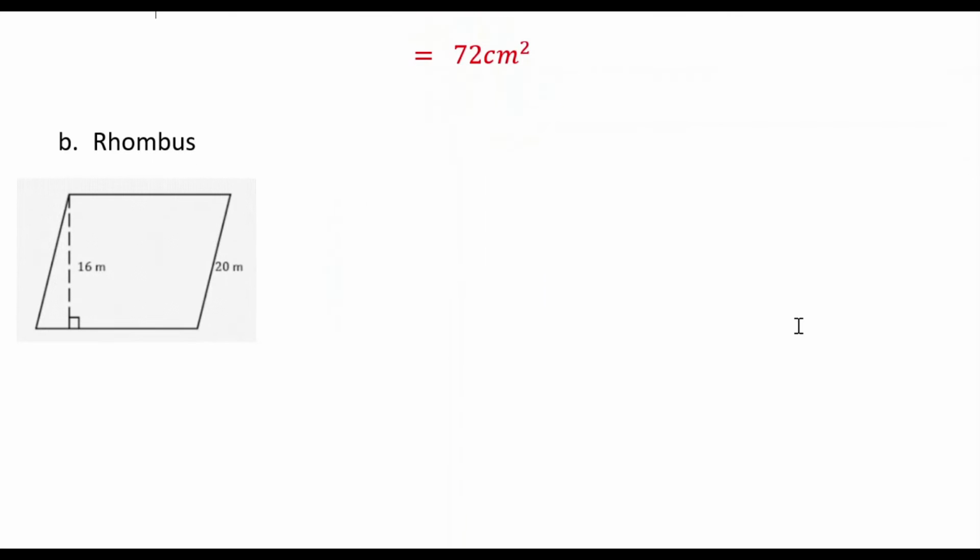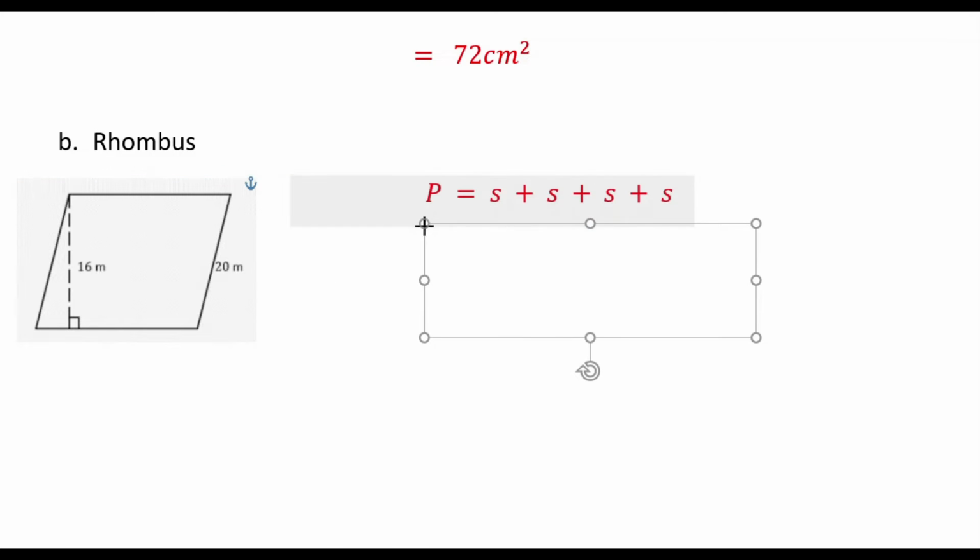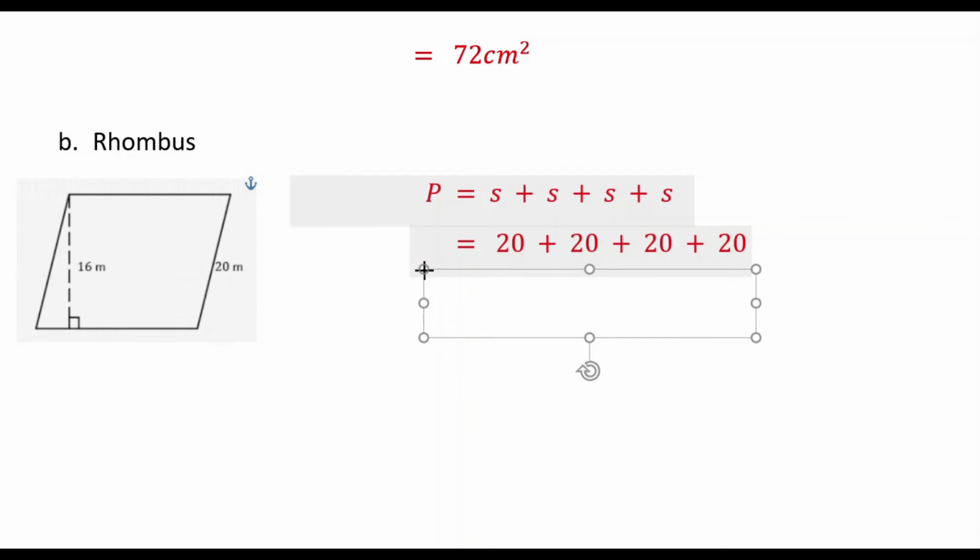Alright, question B is a rhombus. Now, rhombus is a squashed square. So that means if it was a square, 20 meters here means it must be 20 meters here, 20 and 20 here by definition. So our perimeter is going to be nice and easy. We're going to add the four sides, and they're all the same, to get a total perimeter of 80.